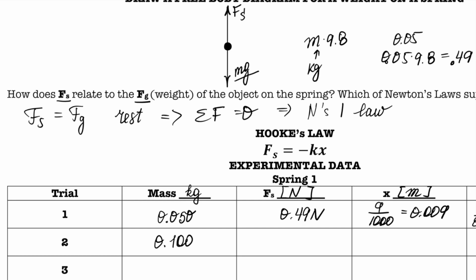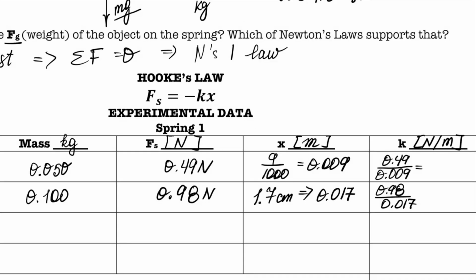The next one was 100 grams. That's going to be 0.1 times 9.8. It's going to be 0.98 newtons. And then I believe I said it was 1.7 centimeters. So that is 0.017 meters. And then I take the 0.98 and divide it by 0.017. That's going to be newtons per meter. Then grab your calc. So for the first one, I got 54 newtons per meter. So that's going to be 58 newtons per meter.